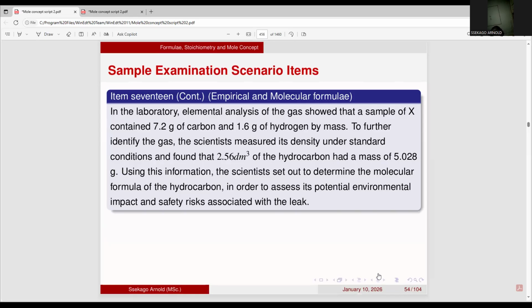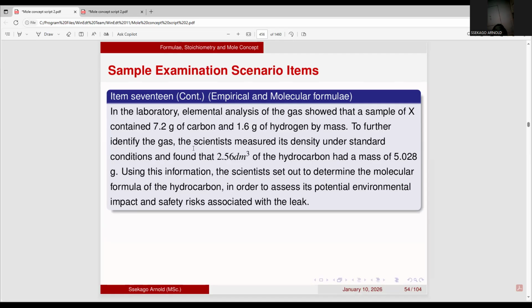What do we have? So hydrocarbon, remember, is made up of carbon and hydrogen. In the laboratory, elemental analysis of the gas showed that sample X contained 7.2 grams of carbon, we have mass of carbon, and 1.6 grams of hydrogen. We also have mass of hydrogen.